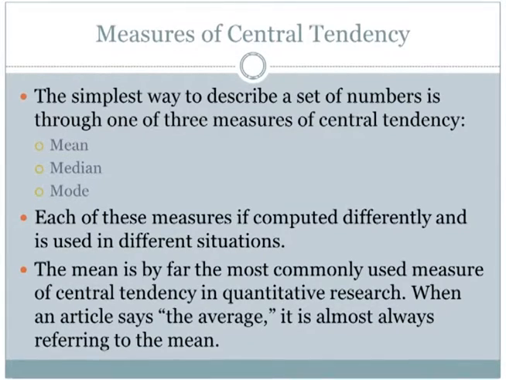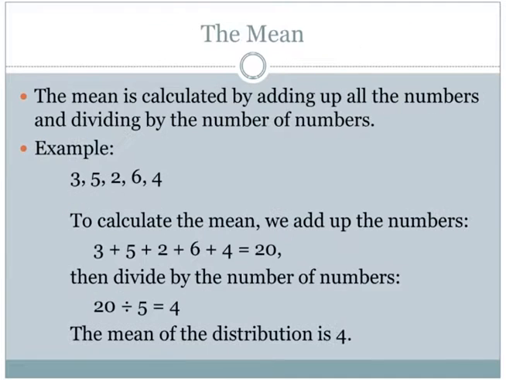So when someone says, what is the average age when kids get their driver's license? Or what is the average number of firearms owned by the American household? We're talking about the mean in most cases. Typically, if we're talking about the median or the mode, they'll actually say that. But average is used almost interchangeably with the term mean, although it's not technically right.